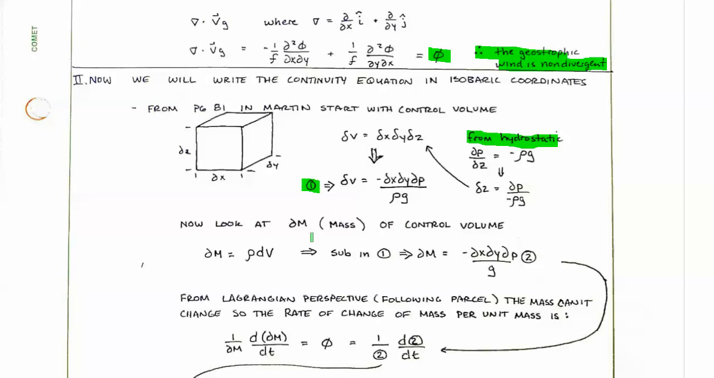Now that we have that equation for volume, we're going to take a look at the differential mass of the control volume. So the differential mass is just simply the density times the volume, and then you would get the mass. So we sub in number 1 from above. So here's number 1 again. So that comes down here. And then we end up with the differential mass is equal to negative dx dy dp over g, because the rho's cancel each other out. So the rho up here times the rho down here cancels out. So we end up with number 2.